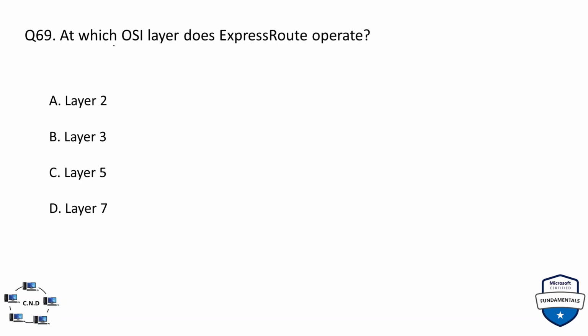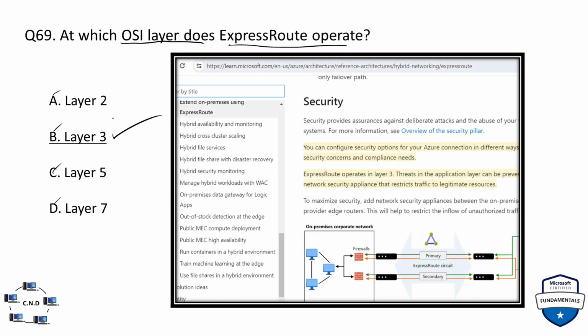Question number 69 is that at which OSI layer does ExpressRoute operate? And the options are A, layer 2, B, layer 3, C, layer 5, and D, layer 7. And the correct option is layer 3. There was some confusion about this question on many online forums. The answer was selected as layer 2, but this is direct from Microsoft, and here we can see that it specifically says that ExpressRoute operates in layer 3. So layer 3 is the correct option.